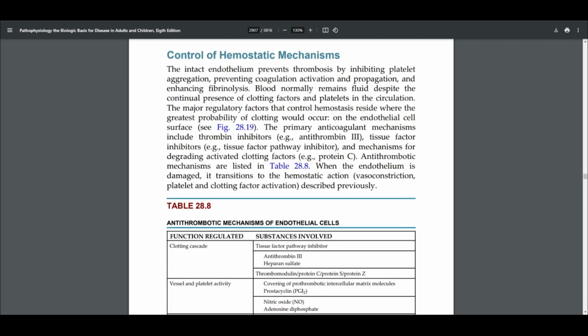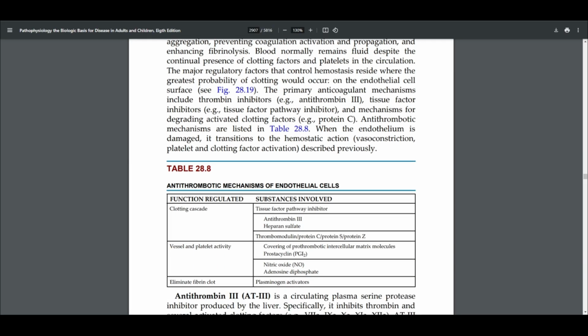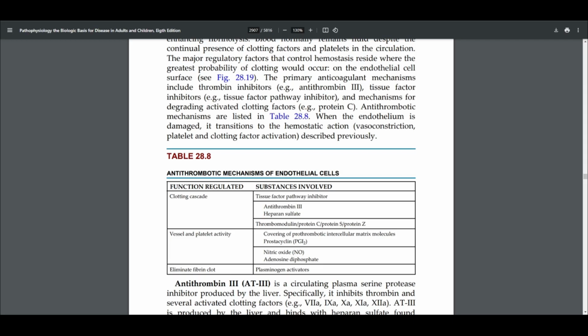The control of homeostatic mechanisms, therefore. The intact endothelium prevents thrombosis by inhibiting platelet aggregation, preventing coagulation activation and propagation, and enhancing fibrinolysis. Blood normally remains fluid despite the continual presence of clotting factors and platelets in the circulation. These major regulatory factors that control homeostasis reside where the greatest probability of clotting would occur, on the endothelial cell surface. The primary anticoagulant mechanisms include thrombin inhibitors, tissue factor inhibitors, and mechanisms for degrading activated clotting factors. Antithrombotic mechanisms are listed in the following table. When the endothelium is damaged, it transitions to the homeostatic action described previously.